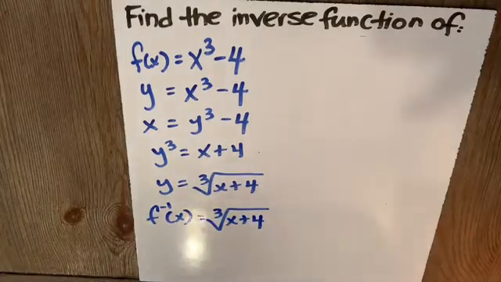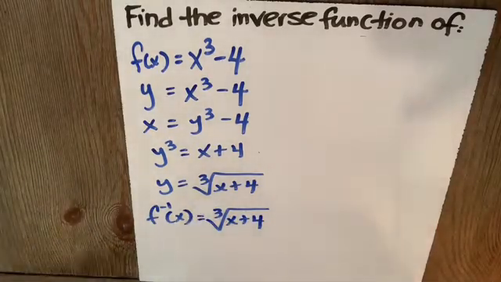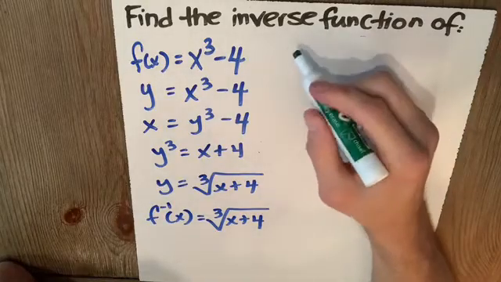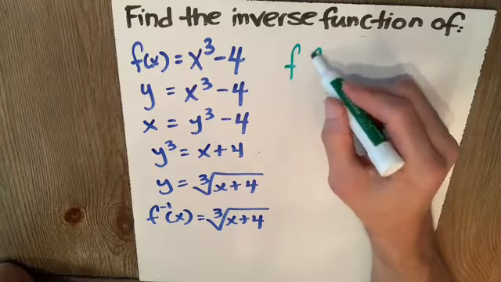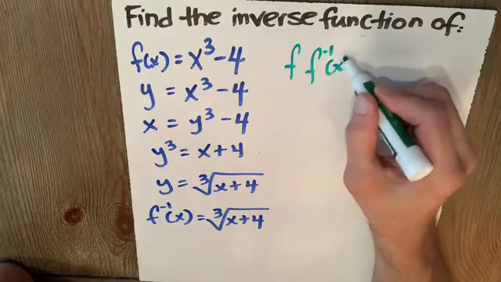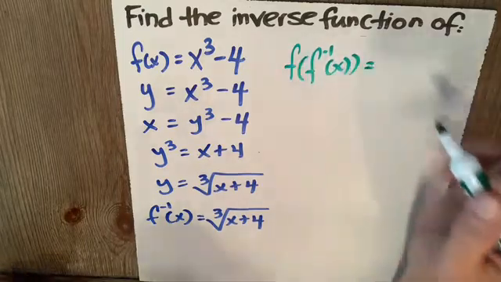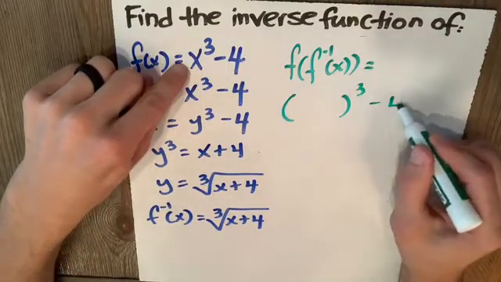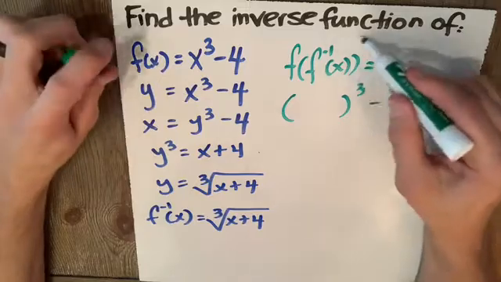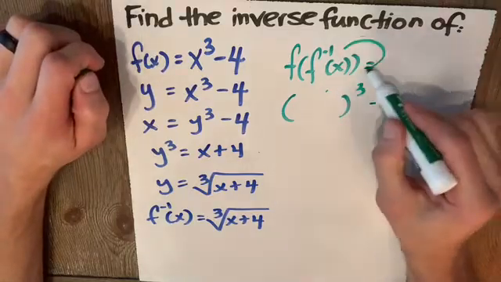Let's test to make sure we've got that right. Well, one of the tests was you can either use f inverse of f of x equals x, or f of f inverse of x should equal x. What's our f rule? It says take your input, cube it, and then subtract 4. Now our input is f inverse of x. So what does that equal?